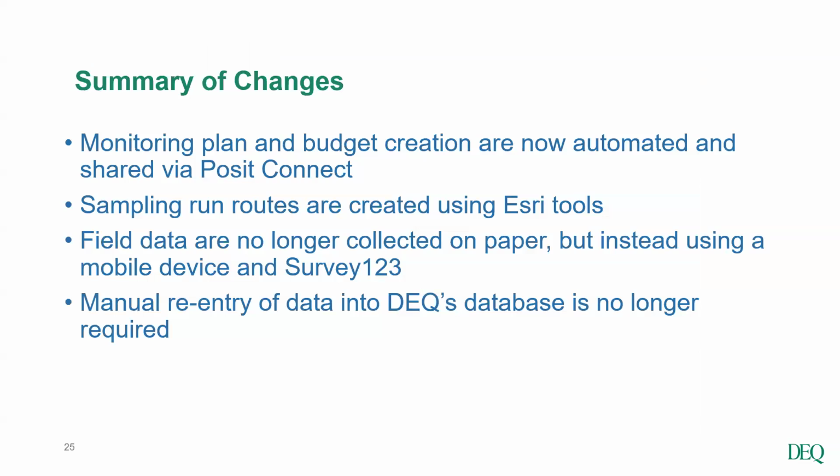So by embracing technological solutions to a number of real tight pinch points in our data pipeline, DEQ's water monitoring and assessment processes have transformed over recent years. Our monitoring plan and associated budget are created again through those automated processes in R and shared through our internal Posit system. The sampling run routes are optimized through Esri navigation tools, and field data are collected in that digital format and ported directly into our internal database, and thus eliminate that step for re-entry of data by humans multiple times. Next slide, please.